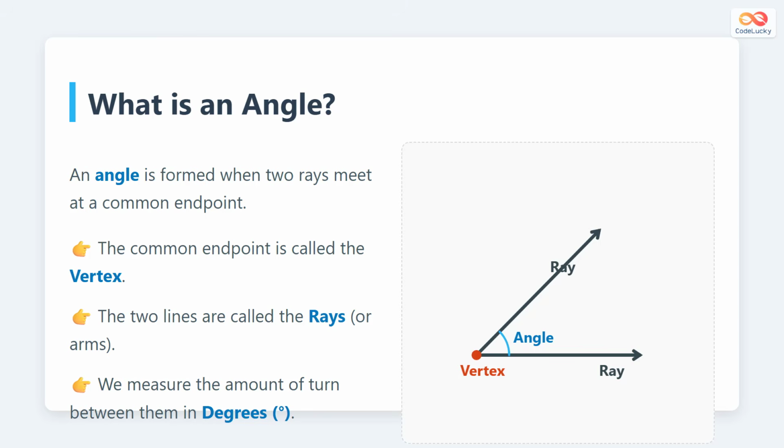First, let us understand what an angle is. An angle is formed when two lines, called rays, meet at a single point. This point is known as the vertex. We measure the opening, or the amount of turn between these two rays, in units called degrees.